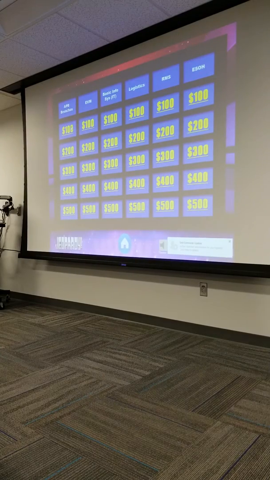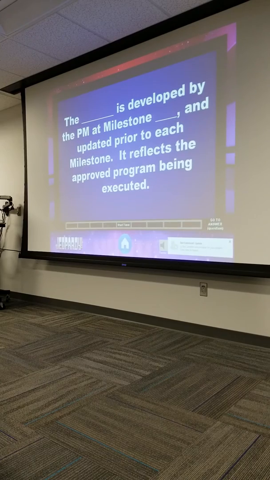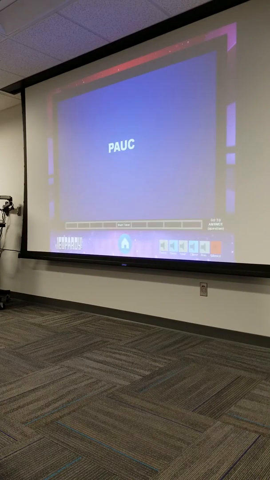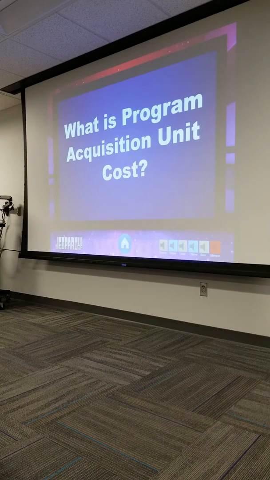All right, so for breaches, the blank is developed by the PM at milestone blank and updated prior to each milestone and reflects the approved program being executed. APB and B. Acquisition program baseline and Milestone B, so it officially becomes a program. What is the PAUC? Program acquisition unit cost, right? Some of the breakdowns.